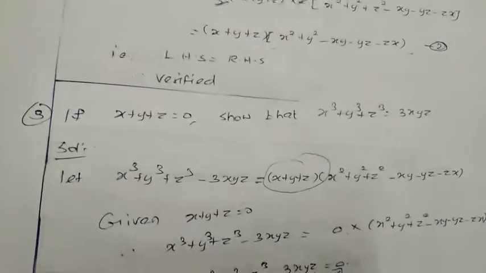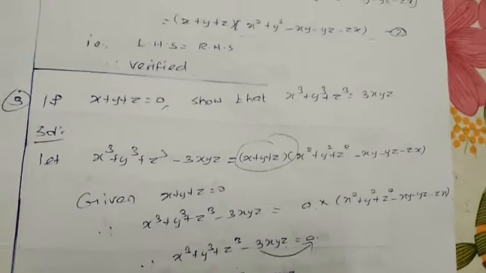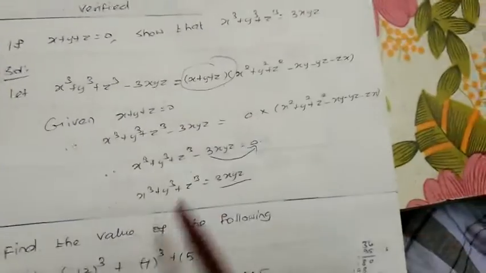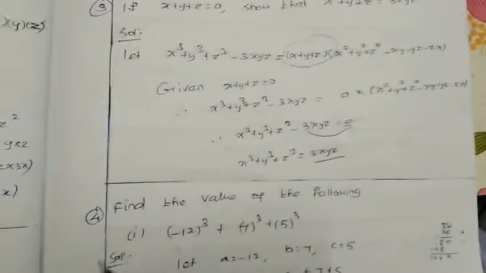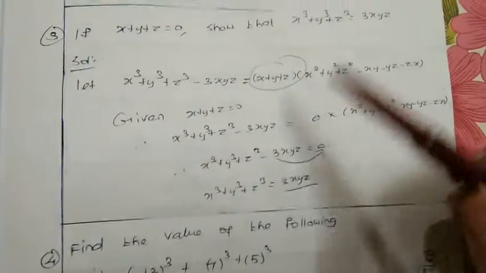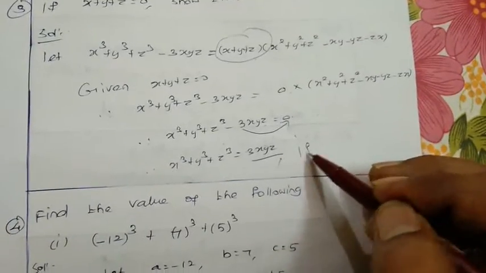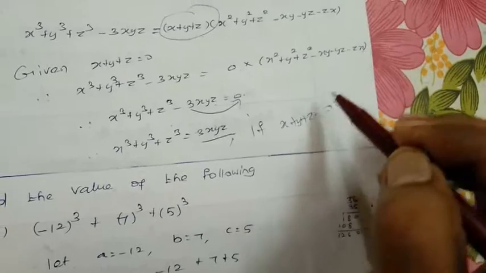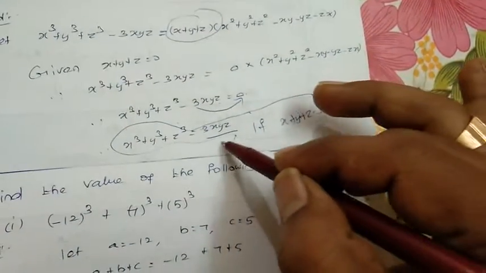So in this problem, you have the identity: if x plus y plus z, the addition of the numbers, is 0, then the answer is x cube plus y cube plus z cube equal to 3xyz. Using this, you can write the identity. If the condition is given, we can write x plus y plus z equal to 0. This is the meaning of this statement. This identity you can write directly.